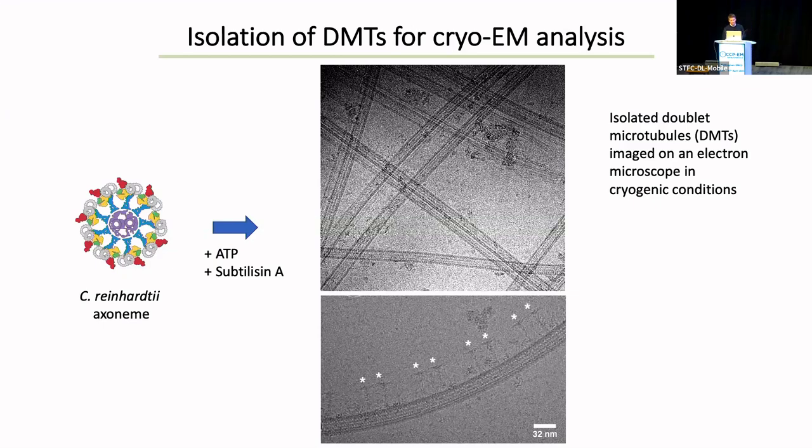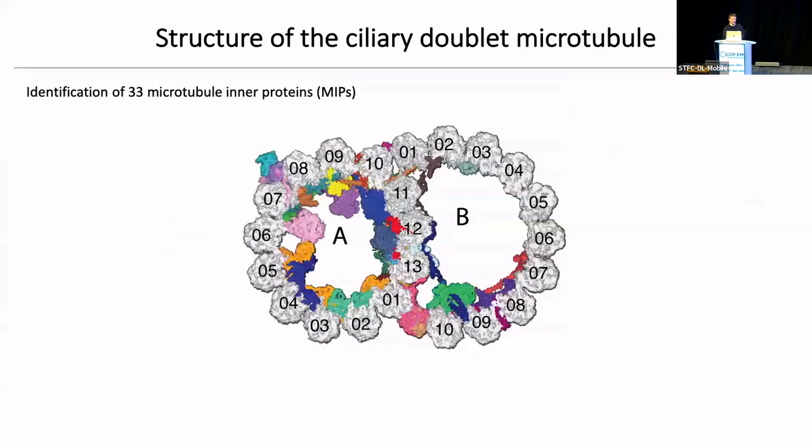And here's an image, or a couple of images, of the microtubules under cryo-EM conditions. So you can see they form very nice microtubules. Some of these microtubules were bound by the doublet microtubules. And using Relion, we were able to attain a 3.5 angstrom resolution structure of the doublet microtubule.